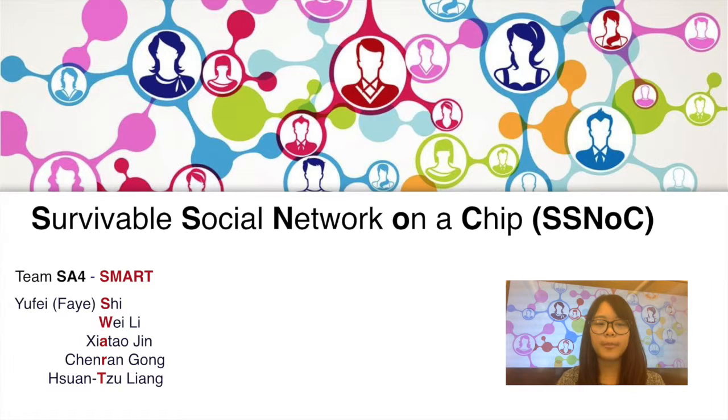What can we do? Today, my teammates Chen Ran, Zach, Xiaotao, Wei, and I, Fei, will introduce the project we built within the last 3 months. It is called Survivable Social Network on a Chip. As the name shows, it helps people build a survivable social network and allows us to communicate in an emergency.